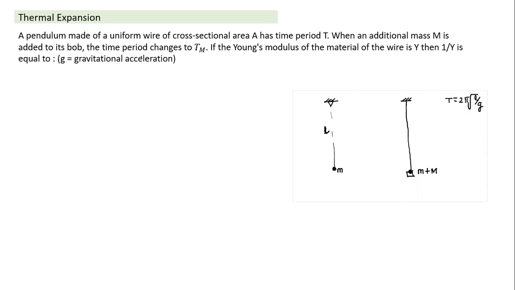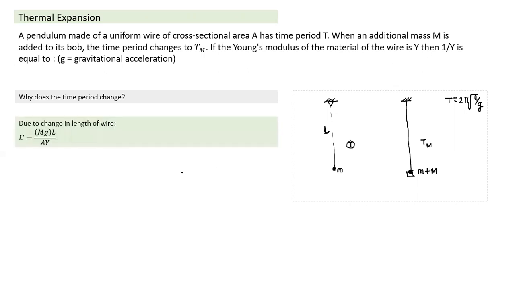So what we need to find, the time period changes to Tm. This is the time period T corresponding to length L here. And this time period changes when extra mass M is added. And we need to find the equation. These options were given, but I have not written those options which came in the examination. This also is a recent mains question. Why does time period change? That is the first thing that should come to our mind. Time period will change because as we add the weight here, if we take into account the change in length, then time period will change. Due to change in length of the wire.